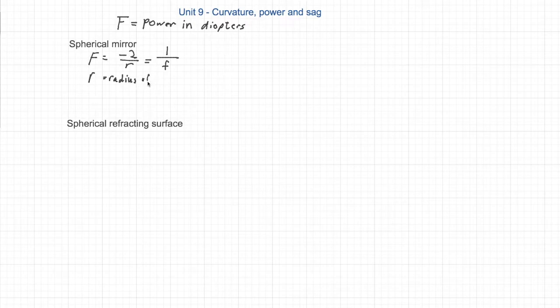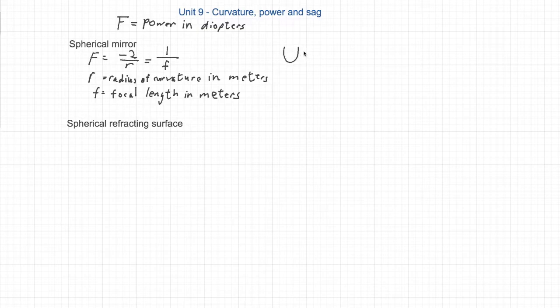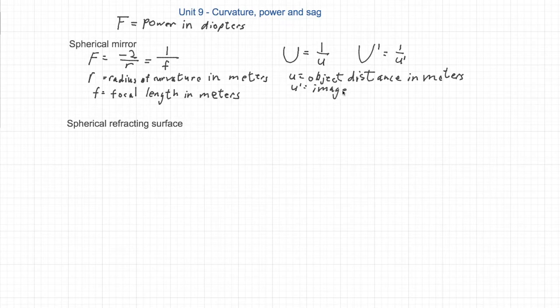R is the radius of curvature in meters. It's important to remember. And F is the focal length measured in meters. Now, big U, the incident wavefront's curvature, is equal to 1 over little u, the object distance, and big U prime is the reflected wavefront curvature, and that equals 1 over the image distance, little u prime. And those distances, again, are measured in meters. So the power of a mirror is also equal to big U plus big U prime.